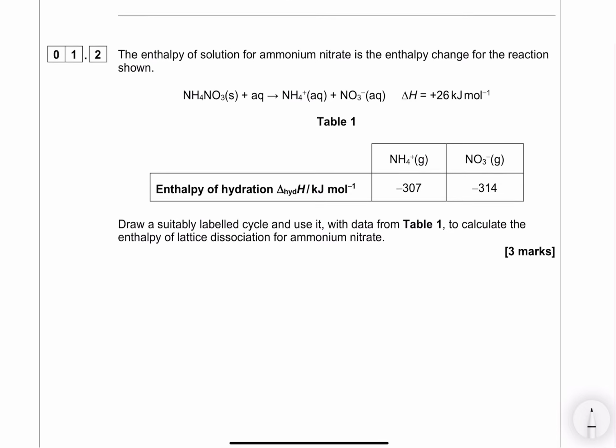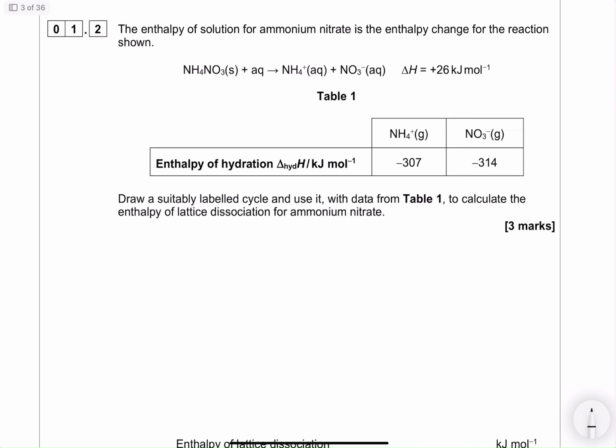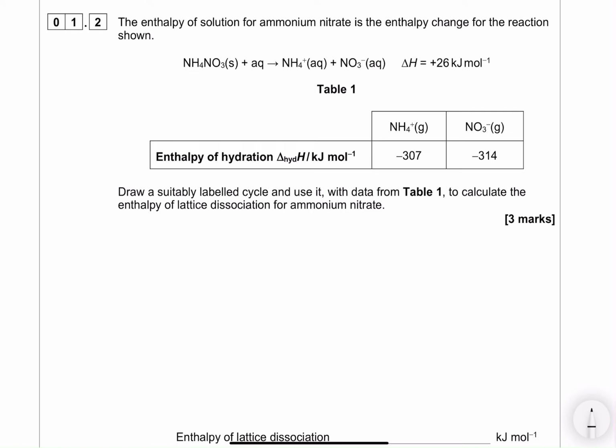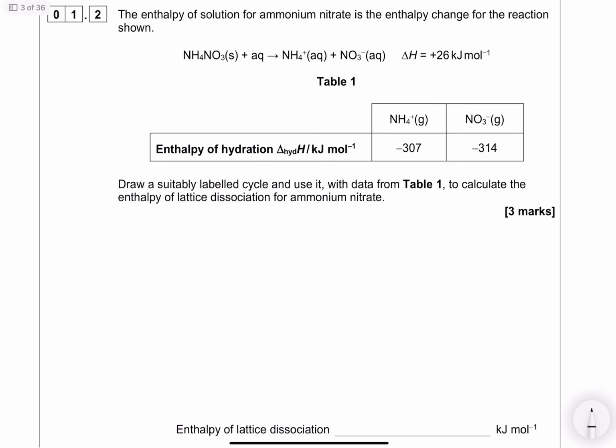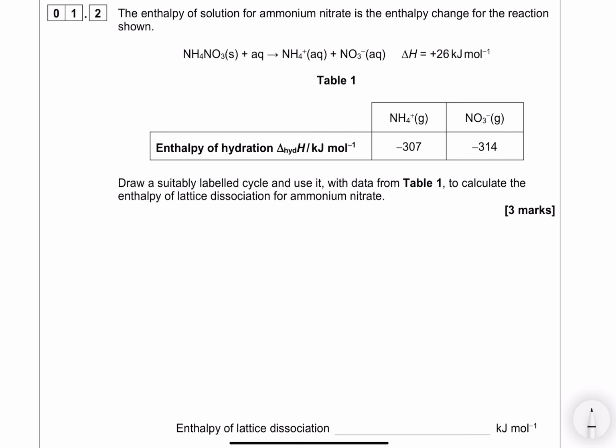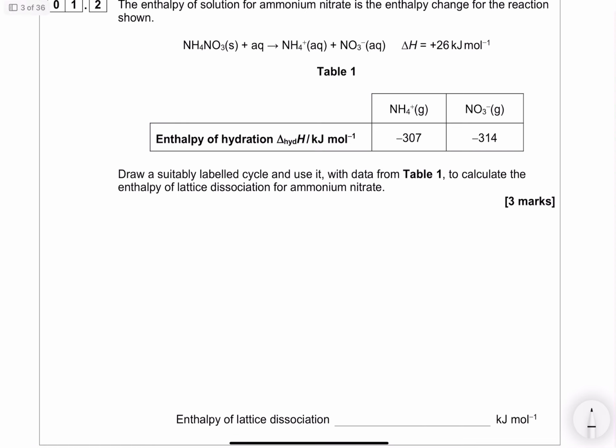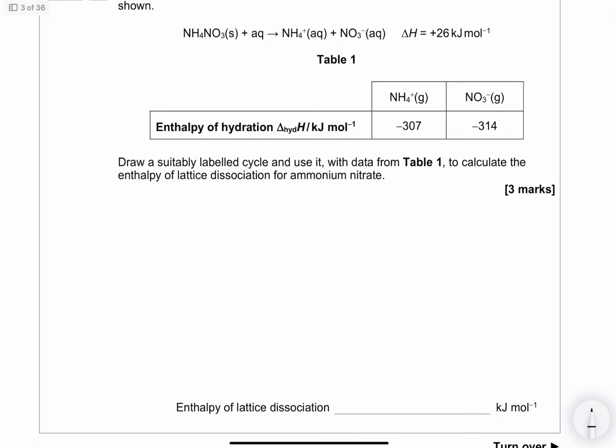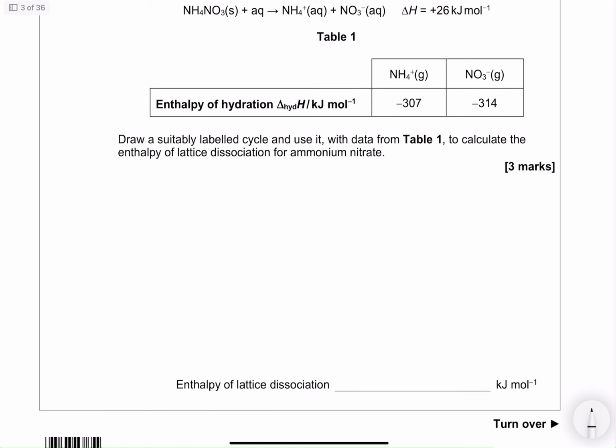The enthalpy of solution for ammonium nitrate is the enthalpy change for the reaction that's shown below, where 1 mole of the solid ionic lattice becomes aqueous ions, and it says that it's got an enthalpy change of plus 26 kilojoules per mole. Draw a suitably labelled cycle and use it. So we're being told we must draw a cycle and not just use an equation, and label it with data from table 1 to calculate the enthalpy of lattice dissociation for ammonium nitrate.